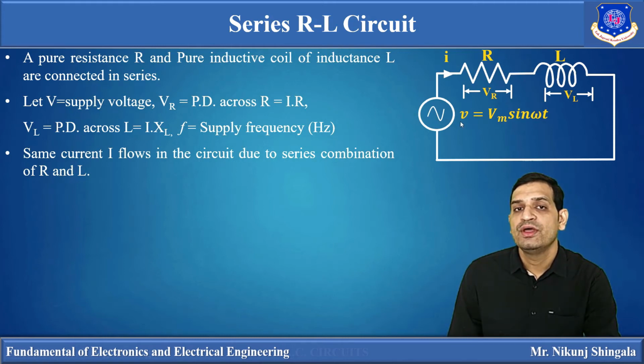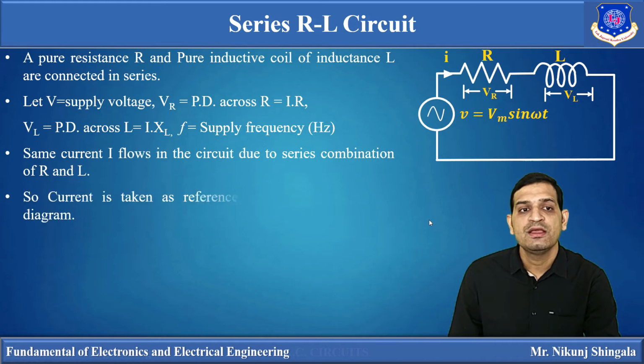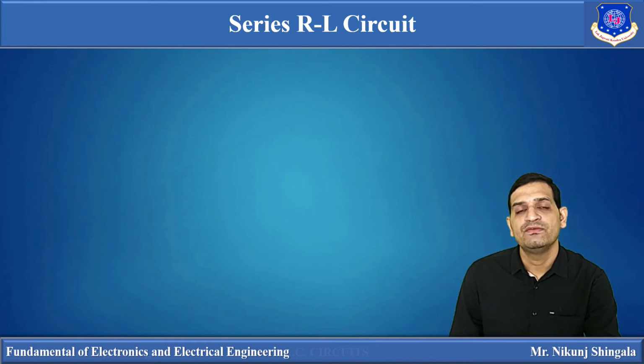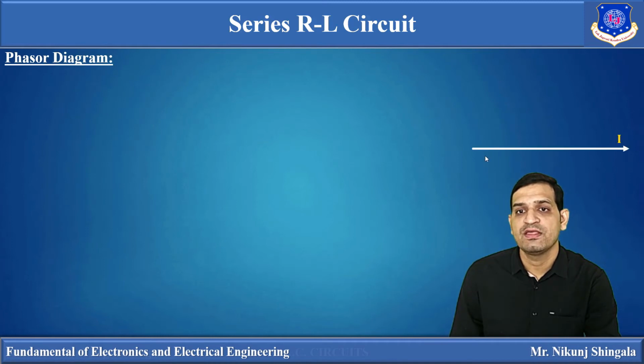Now as the circuit consists of only one loop, and both elements are connected in series, the same current will flow in the series combination, and that current is the RMS value of the instantaneous current. So current in this case is taken as a reference whenever we are drawing the phasor diagram. Whenever we have a series combination of components, we take current as a reference. So let us start with the phasor diagram of series RL circuit.